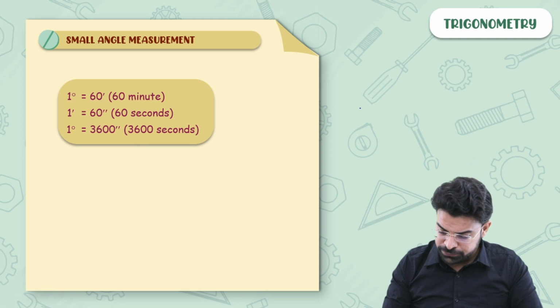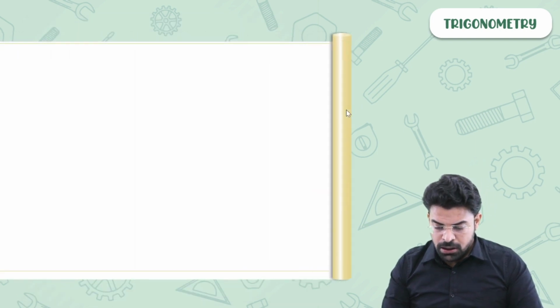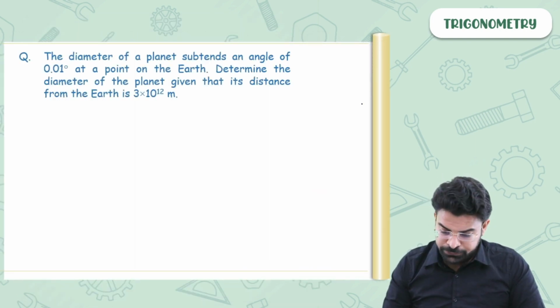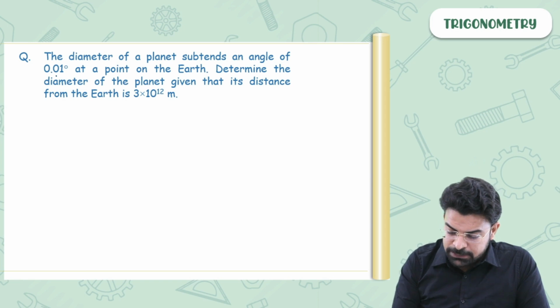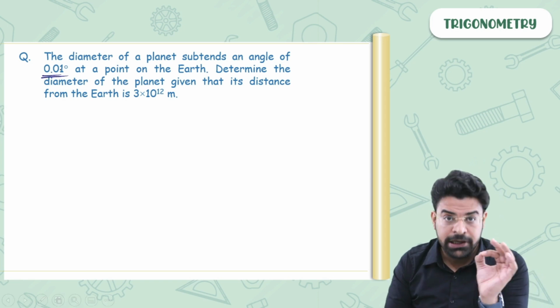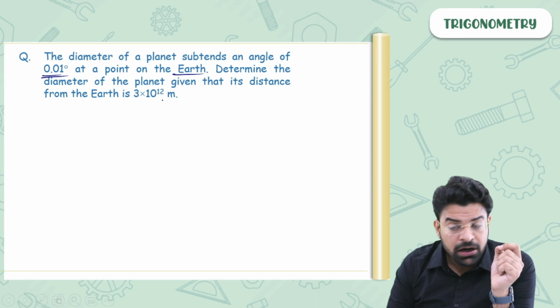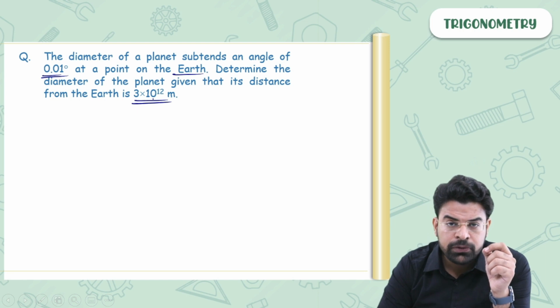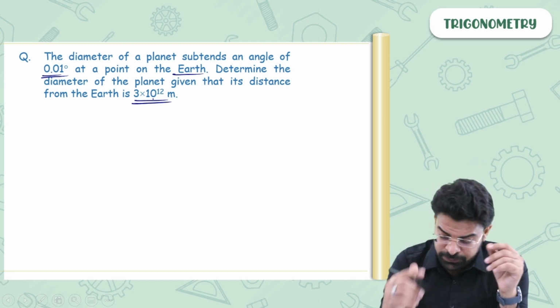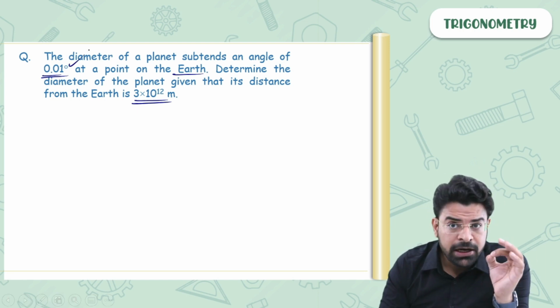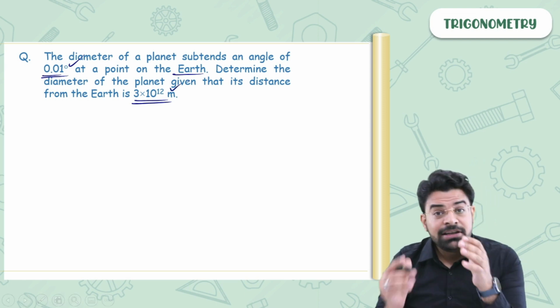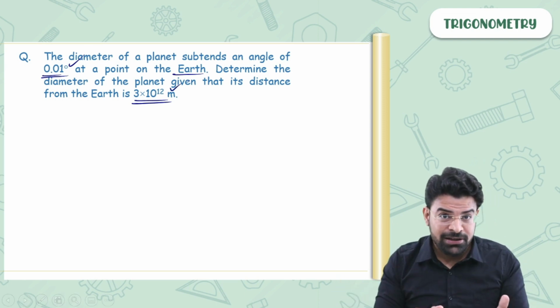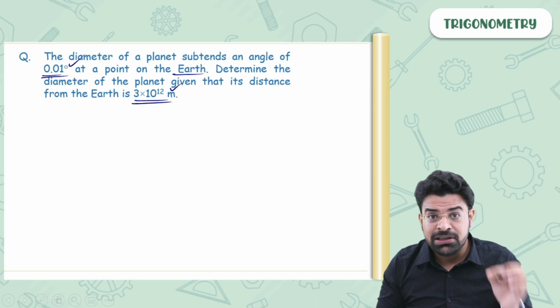Moving on, let's practice a question here. The diameter of a planet subtends an angle of 0.01 degree at a point on the Earth. Determine the diameter of the planet given that its distance from Earth is 3 into 10 to the power of 12 meter. What they have given me in the question is the angle subtended by the planet at a point on Earth and the distance of that planet from Earth. And what are they asking me? They are asking me the diameter of the planet.